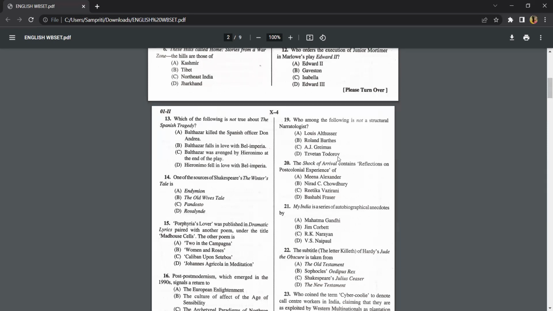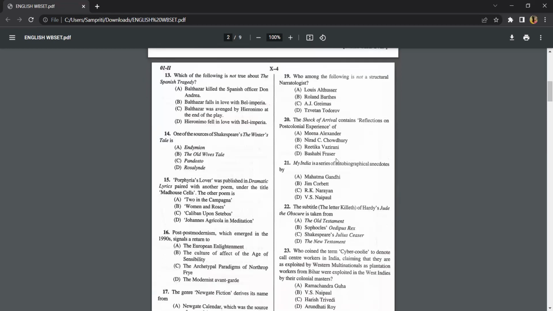Tzvetan Todorov actually coined the term narratology, so Todorov is also a structural narratologist. So Louis Althusser is not a structural narratologist. Option A, Louis Althusser, is the correct answer.